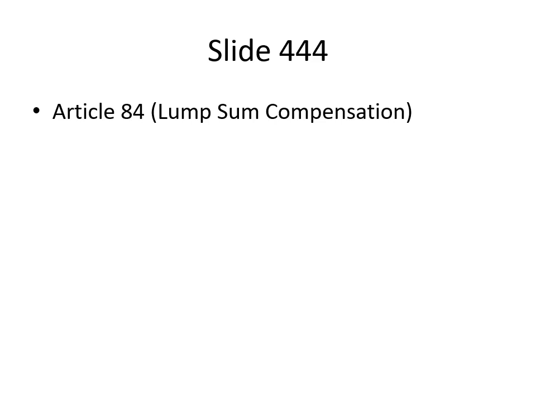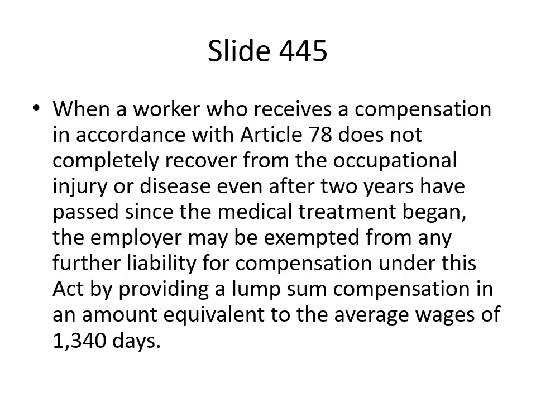Article 84, Lump Sum Compensation. When a worker who receives a compensation in accordance with Article 78 does not completely recover from the occupational injury or disease even after 2 years have passed since the medical treatment began, the employer may be exempted from any further liability for compensation under this Act by providing a lump sum compensation in an amount equivalent to the average wages of 1,340 days.